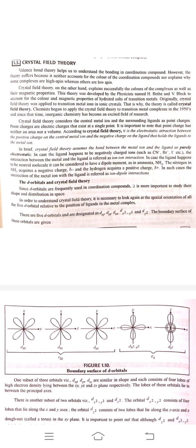In case the ligand happens to be a negatively charged ion such as cyanide ion, bromide ion, iodide ion, the interaction between the metal and the ligand is referred to as ion-ion interaction. In case the ligand happens to be a neutral molecule, it can be considered to have a dipole moment as in ammonia. The nitrogen in ammonia acquires a negative charge, delta negative, and hydrogen acquires a positive charge, delta positive. In such cases, the interaction of the metal ion with the ligand is referred to as ion-dipole interaction.